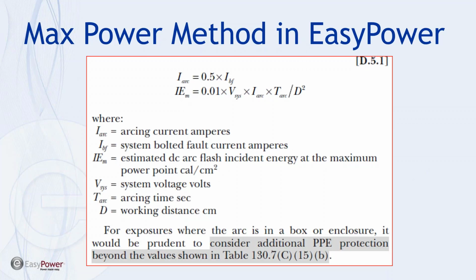So again in D5.1 of NFPA 70E, arcing current is defined as 0.5 times the bolted fault current, and that's how they implement the 50% voltage. And then incident energy equals this equation, which is some percentage of the system voltage times the arcing current times the time of the arc, all divided by the distance squared.